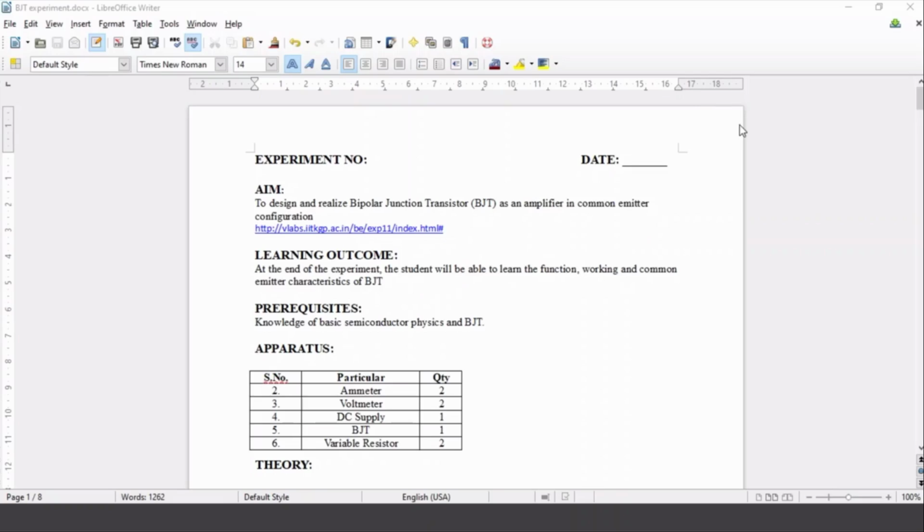BJT as an amplifier in common emitter configuration, and mainly what we are going to study here is the characteristics of common emitter BJT, the input as well as output characteristics.